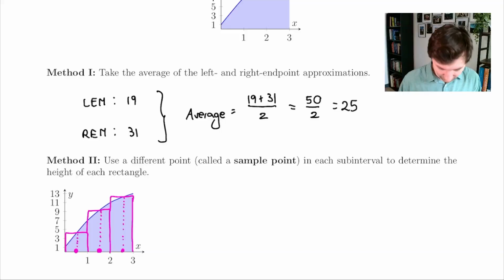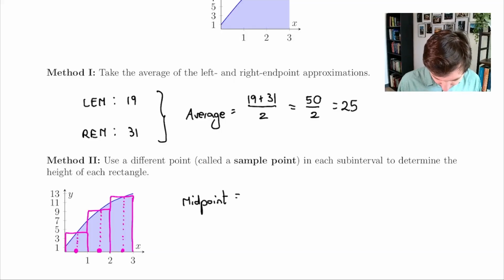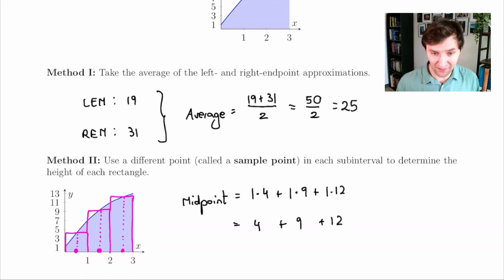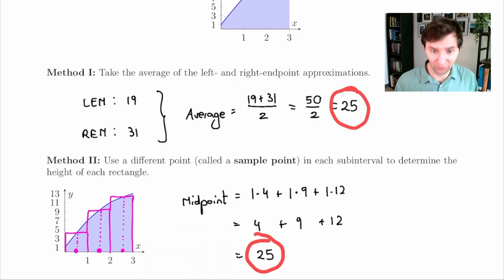Using the midpoint method, I get that the area of the first rectangle is 1 times 4. The area of the second rectangle is 1 times 9. The area of the third rectangle is 1 times 12. That gives me 4 plus 9 plus 12. 4 plus 9 is 13. 13 plus 12 is 25. The midpoint method gives us, coincidentally, the same answer as the average of the left and the right endpoint methods.